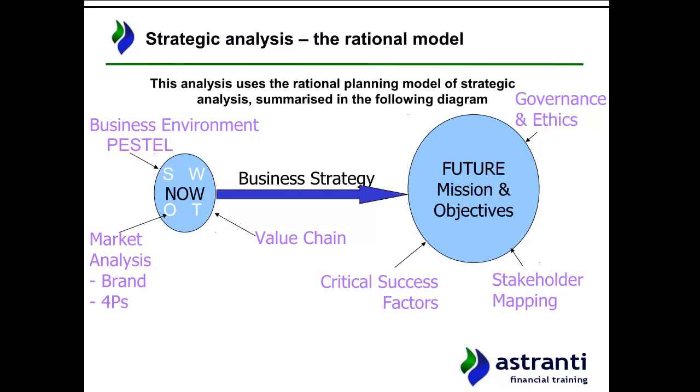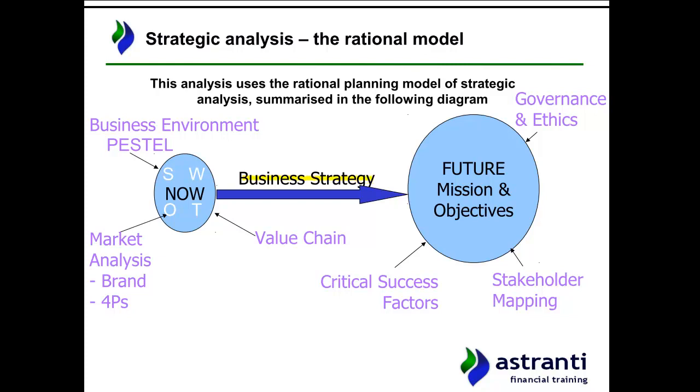So this video will be based on what is called the rational planning model of strategic analysis, and we can summarize that in this diagram you see on the screen at the moment. The ultimate aim of this planning model is a business strategy for the company going forwards. And the way we get that is two-pronged.